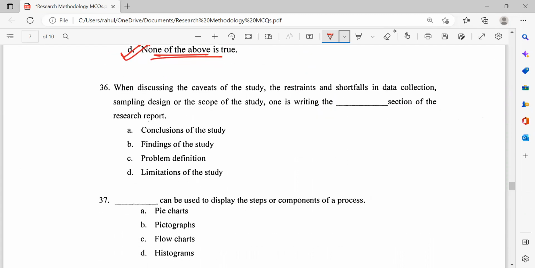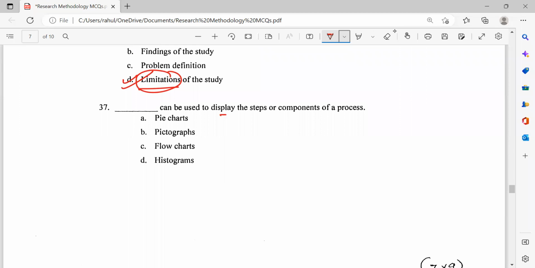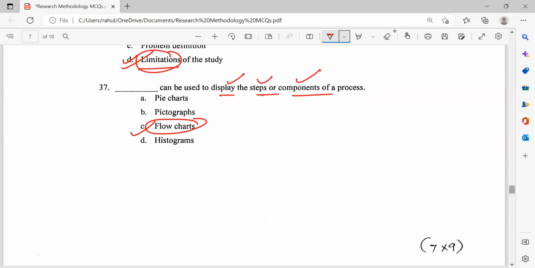Question number 30. When discussing the caveats of the study, the restraints and shortfalls in data collection, sampling size, for the scope of study, one is writing the limitations of this study. Okay, it can be used to display the steps or components of a process. Flowcharts display the steps or components of the process. Option C is the best.